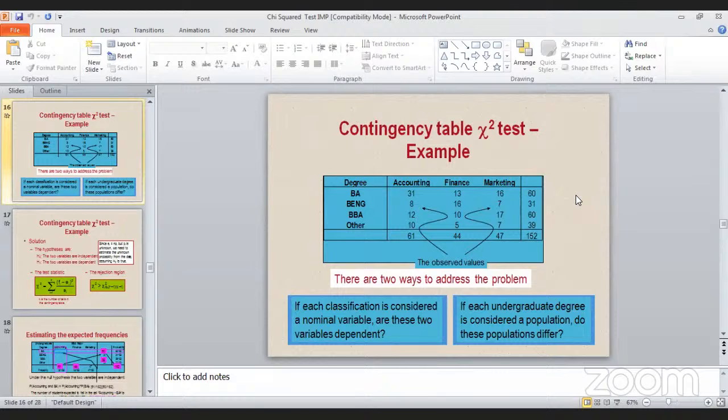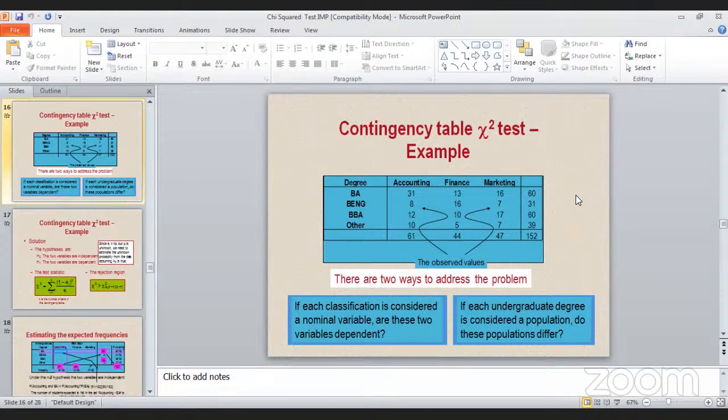So that is the way you should interpret the numbers in the different cells. In total, 60 students of BA joined this MBA program, 31 from BE engineering, BBA 60 students, and others 39. Out of the total 152 MBA major students, 61 preferred accounting, 44 finance, and 47 marketing.